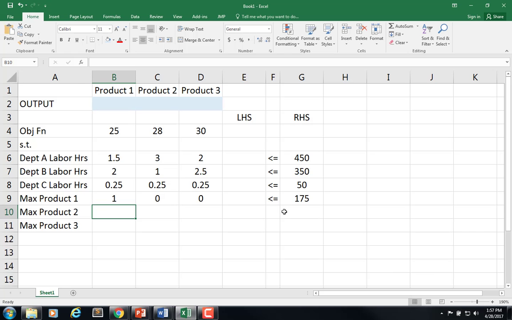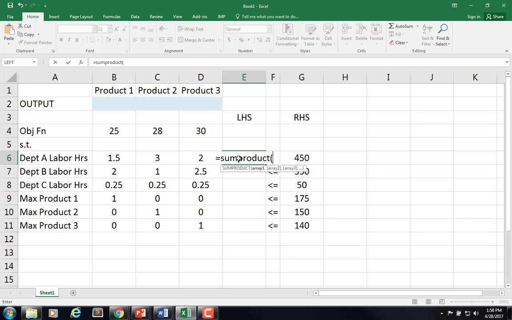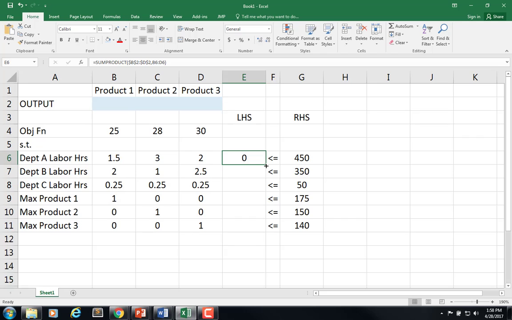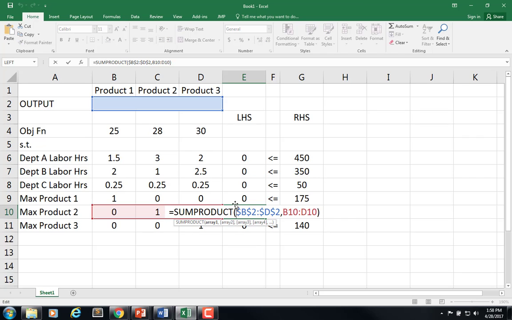Then we have 150, all right, so that's product 2, 150, and the last one was 140. Right? And then to get the left-hand side, we'd use our good friend the sum product function. Take the variables, make them absolute, and then the coefficients for that particular constraint. Leave that relative, and then I can drag that down. Check one of them. Yay.